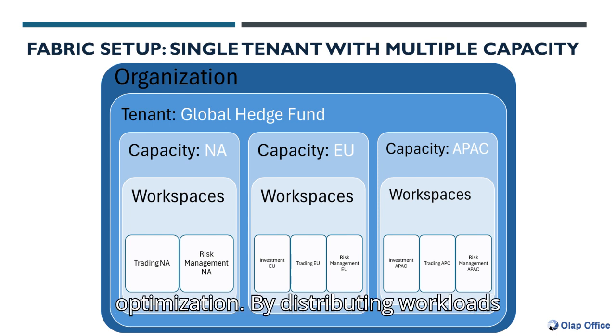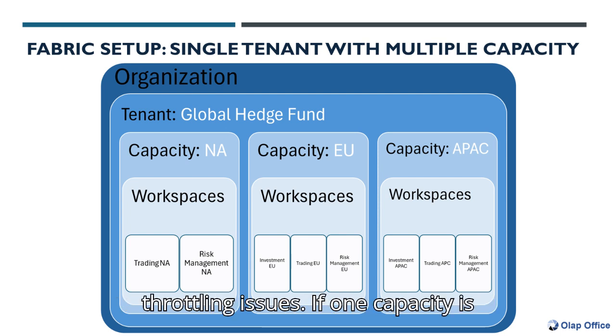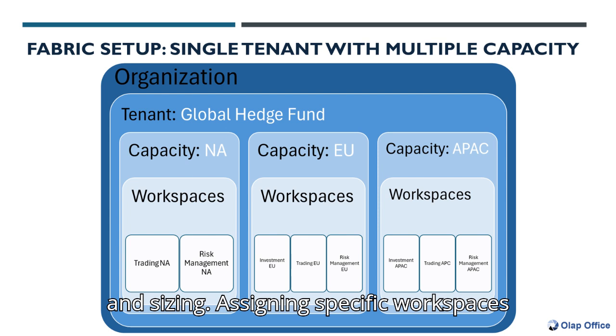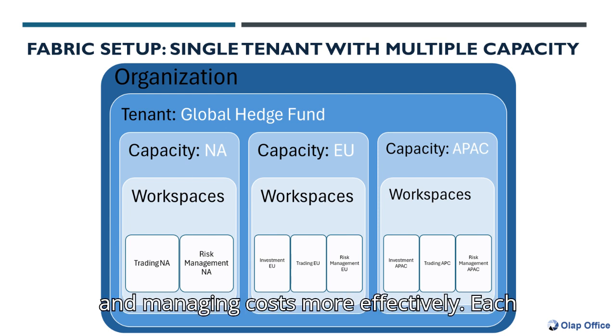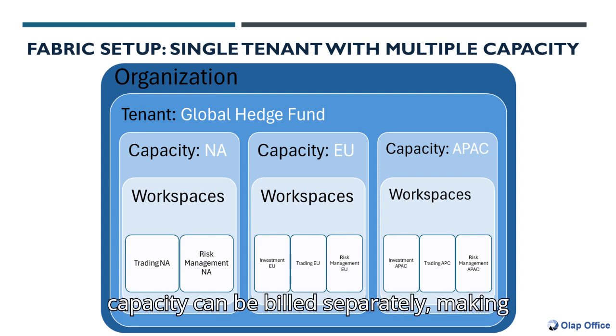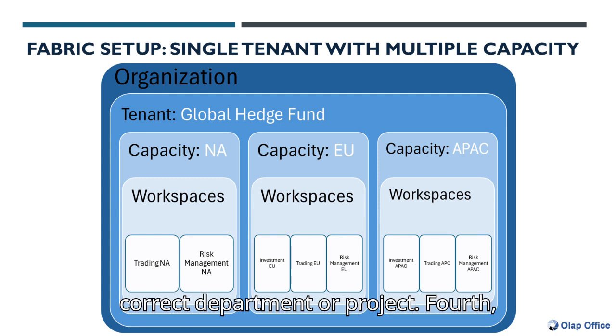Second, performance optimization. By distributing workloads across multiple capacities, you can avoid throttling issues. If one capacity is overloaded, it won't affect the performance of others. Third, billing and sizing. Assigning specific workspaces to different capacities helps in tracking and managing costs more effectively. Each capacity can be billed separately, making it easier to allocate expenses to the correct department or project.